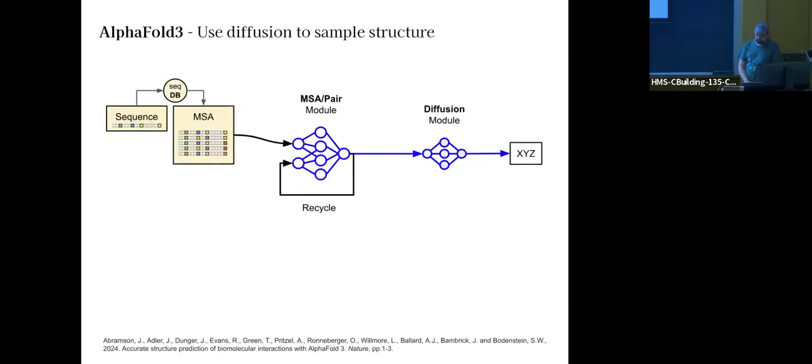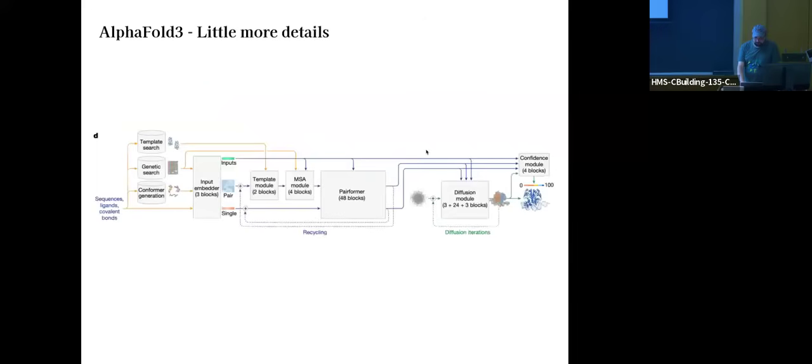So the solution is to move the recycling, just do the recycling in this part of the model, and then have the diffusion just run once. But that being said, you could actually run diffusion many, many times independently of all the previous steps. So the biggest change, I would argue, is that AlphaFold3 has this diffusion module, where now you can actually do those kinds of things. And let me explain what those are step by step.